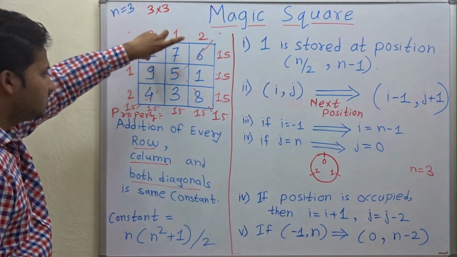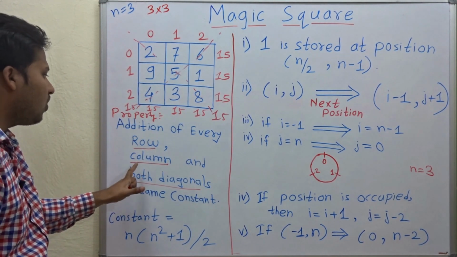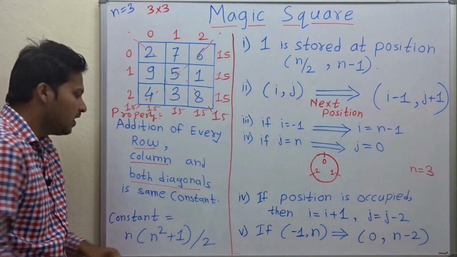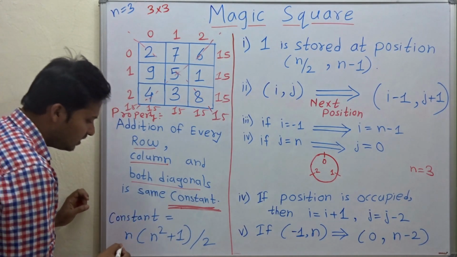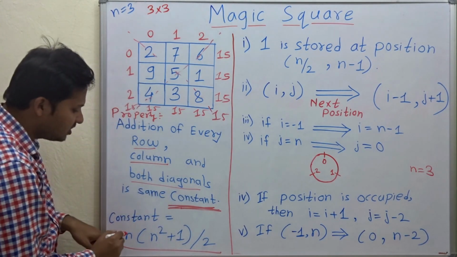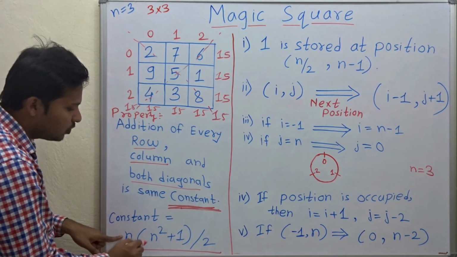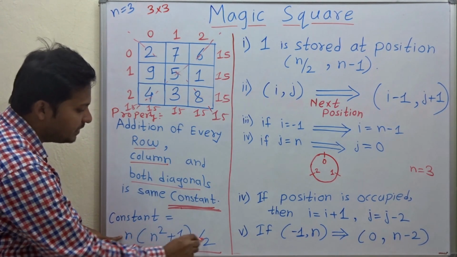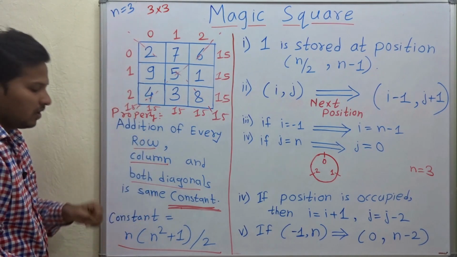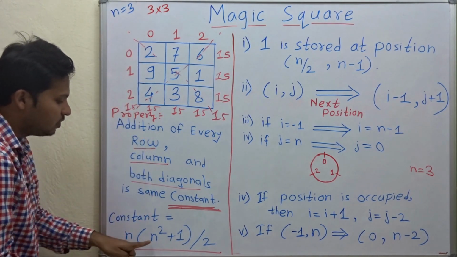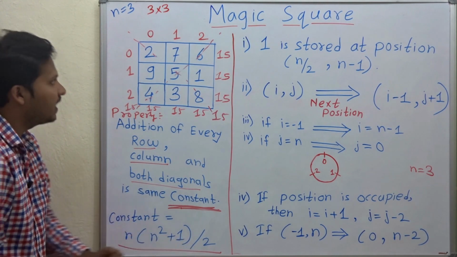So the addition is same for every row, every column and both diagonals. And that addition is constant. And what is that constant? See, that addition will be n into (n square plus 1) by 2. Now in this case, n is equal to 3. So see here, 3 into (3 square plus 1) by 2.